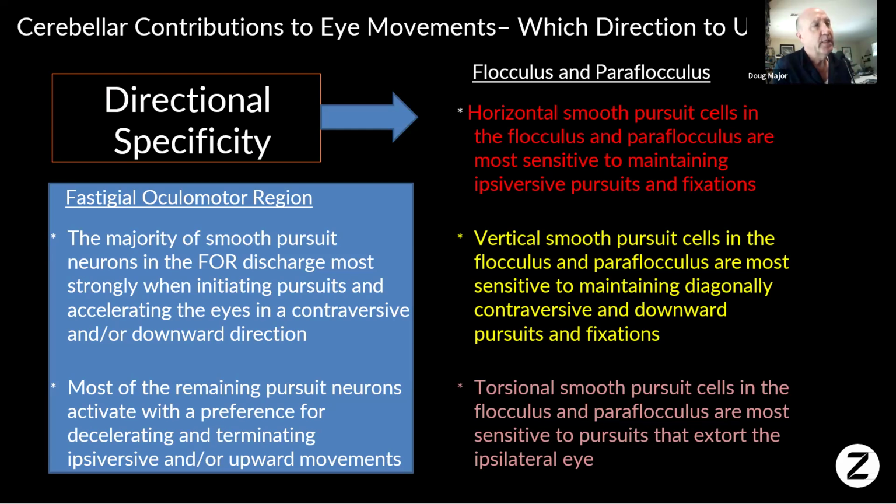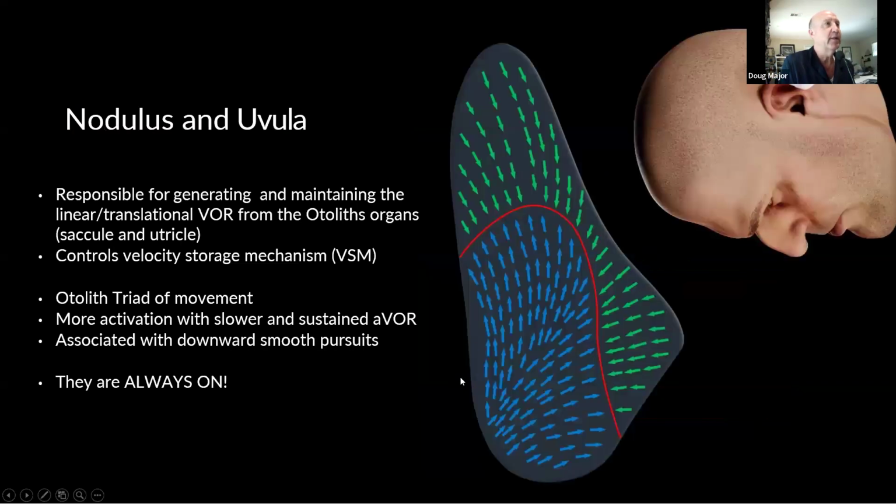And the same is true when we think about the FOR, about those initiating. Maybe we should do some more initiation programs. I think we do this already. I'm hoping this is intuitively coming together. We'll be spending some more time with the nodulus and uvula. Just remember that they generate from the otolith organs. They're always on, and they control the velocity storage mechanism so we know where we are in space with movement, with the triad of movement. They're also more closely associated with slower and more downward pursuits, because the semicircular canals can't be on if it's moving slower.